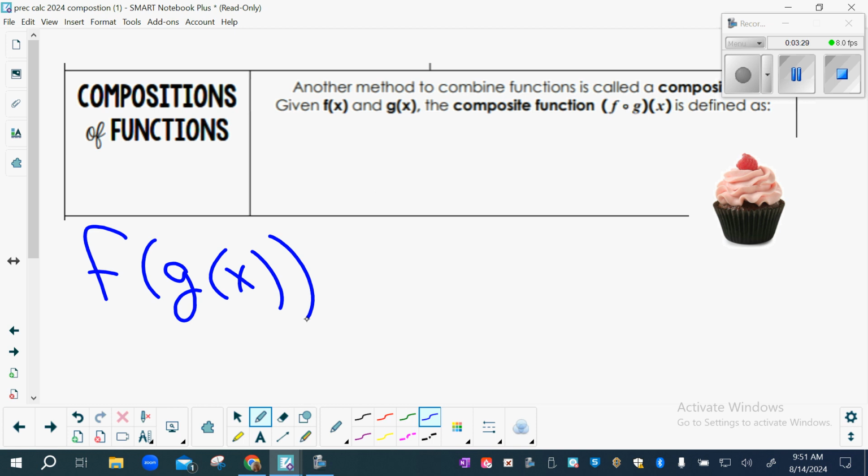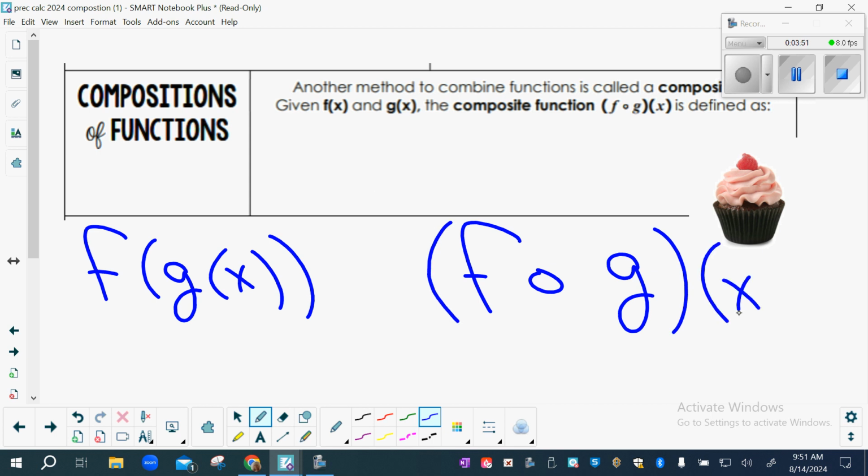One way that we write it. Some textbooks write it this way. People who write their own worksheets write it this way because it's nice. Some textbooks and some like SAT or ACTs will write it using this way. They'll go f, and then they'll have this weird open dot and g of x. And it's not f times g. It's do the composition. It's a symbol for composition. And you're like, okay, but what the hell is composition?